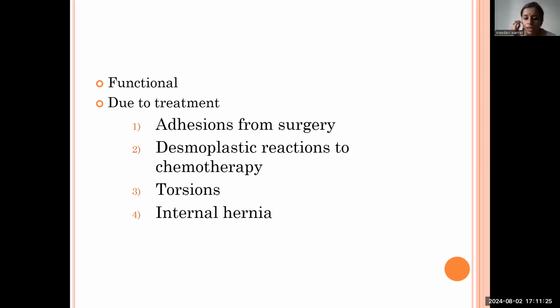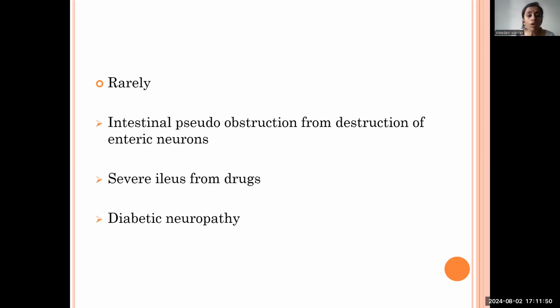So, as I said, there can be functional obstructions, adhesions. When they undergo complicated surgeries, there can be adhesions which can cause obstruction. Sometimes there can be desmoplastic reactions to the chemotherapy that they are going through, which can also mimic all the symptoms of obstruction. There can be torsions or internal hernia. So it can be treatment related. Or very rarely, there is a pseudo obstruction. For example, there can be a lesion which is destroying the enteric neurons so that the nerve signals are not reaching the bowel properly. So it will mimic all the signs and symptoms of obstruction, but it is a pseudo obstruction because of the destruction of neurons, not due to the obstruction by the mass itself.